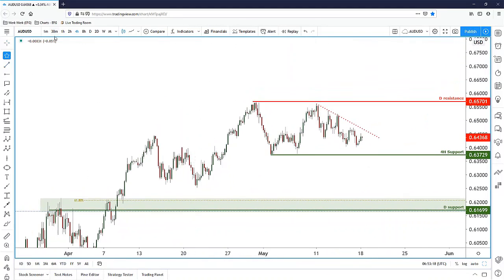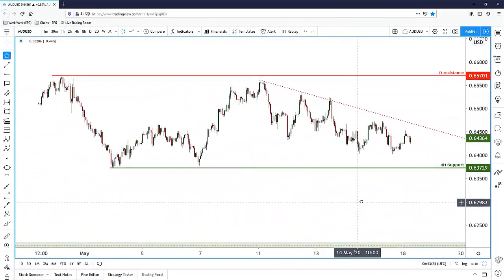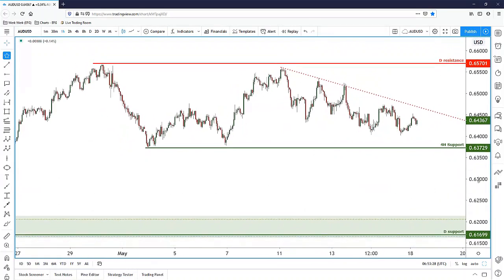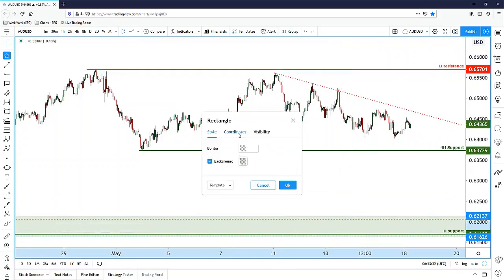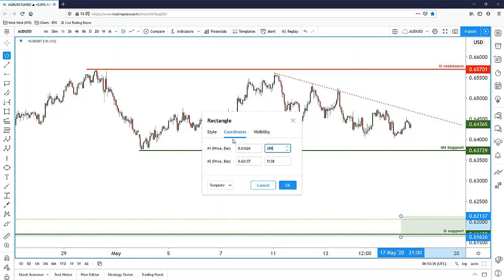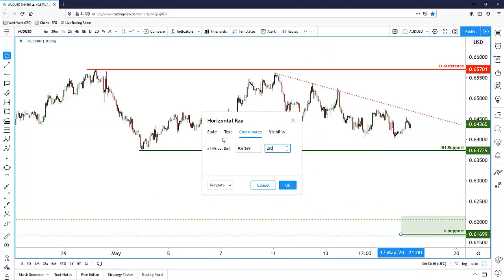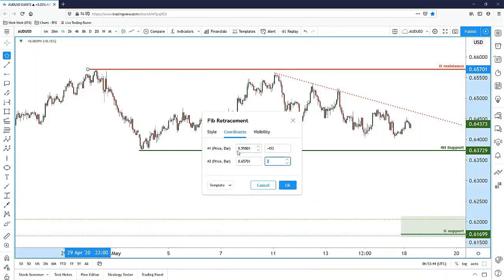Okay, and for this, let's go down to the 1 hour. We just want to focus on these recent areas here. Let me just tidy this up. So we have the daily support and the levels on how we get the daily support.